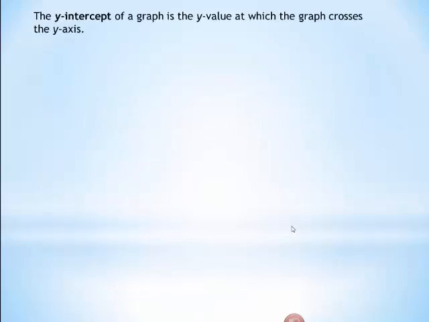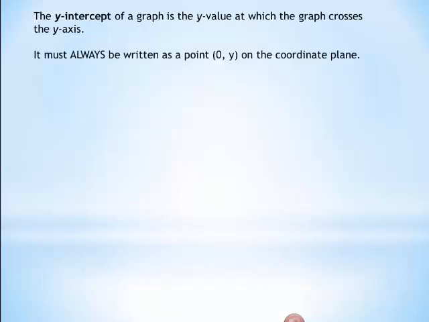All right, today we're going to talk about Y-intercept. The Y-intercept of a graph is where it crosses the Y-axis. And the most important thing you need to remember is that anytime you have a Y-intercept, it must be written as a point, (0, y). And that'll make sense in just a second. Go ahead and hit pause and copy that down.